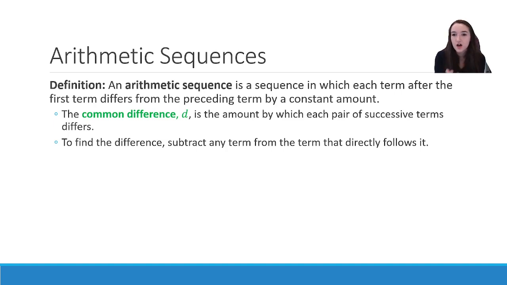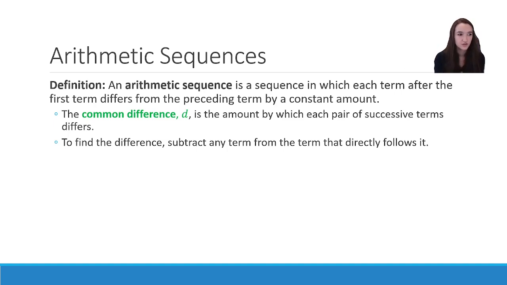In other words, an arithmetic sequence is just one where we keep adding the same number, or keep subtracting the same number, right? So I have a number, I add 2, I add 2, I add 2, I add 2. Or I subtract 5, I subtract 5, I subtract 5, I subtract 5. That's what an arithmetic sequence is. That's it. It's a fairly simple type of sequence to form.